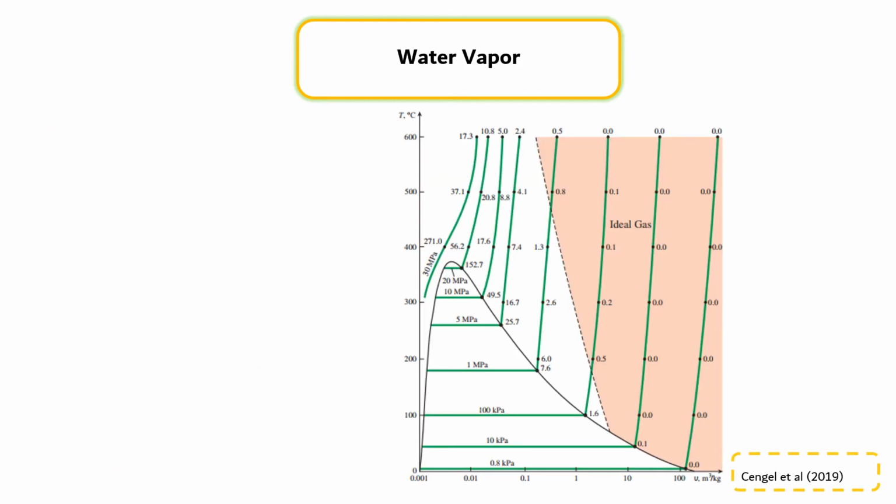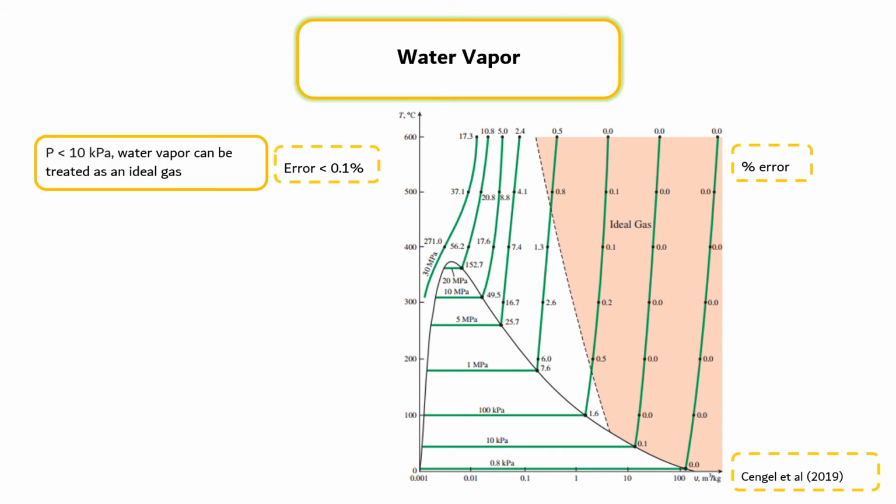Is water vapor an ideal gas? This question cannot be answered with a simple yes or no. The error involved in treating water vapor as an ideal gas is calculated and plotted as shown in the figure. It is clear from this figure that at pressures below 10 kPa, water vapor can be treated as an ideal gas, regardless of its temperature, with negligible error less than 0.1%.